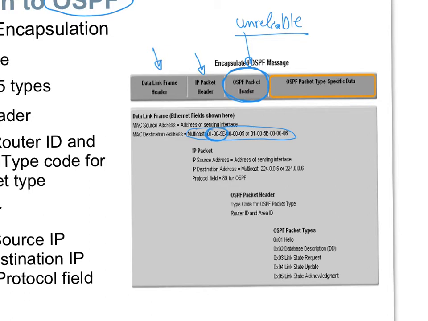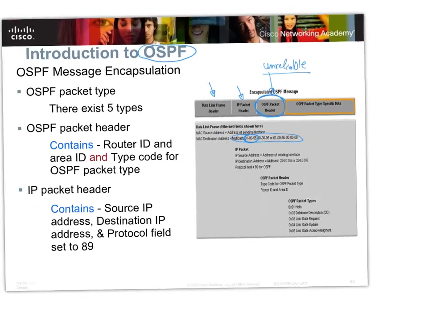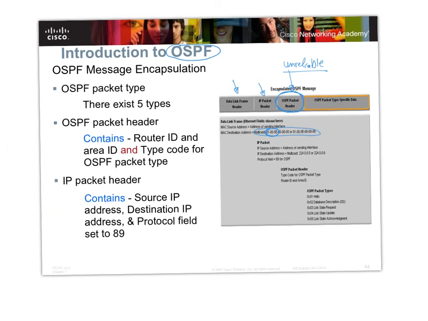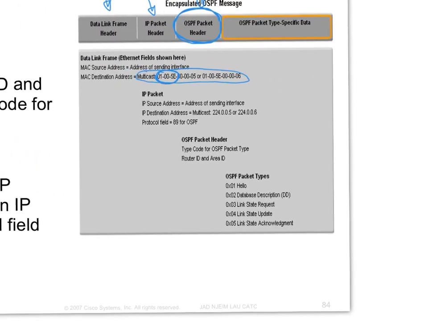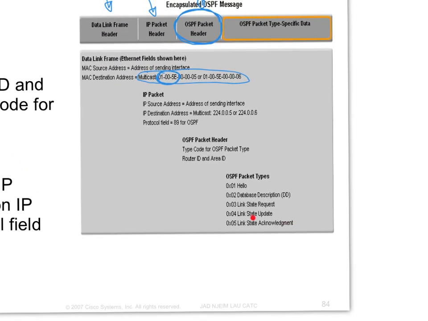OSPF uses an unreliable transport layer protocol. If you take a look at the OSPF packet header, we will not see any kind of acknowledgement or sequence number. But interestingly, we do have a link state acknowledgement, which is one of the types of messages that we send at the application level.